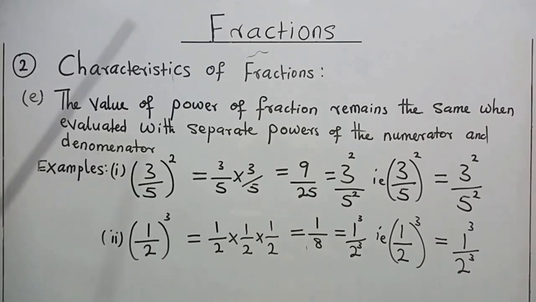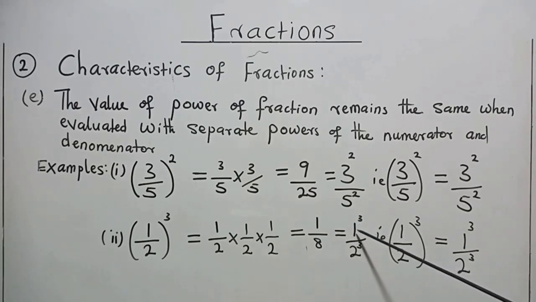And next, just like this became this, 1 times 1 times 1 is 1. 2 times 2 times 2 is 8. That means that the result of this is equal to 1 over 8. We can express this 1 over 8 differently. How?